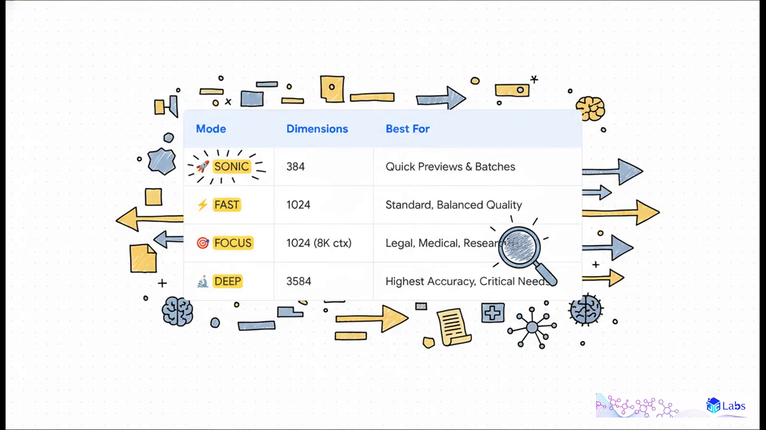All right, stage 3. After the data is chunked up, it has to get vectorized. That just means turning it into numbers, like a fingerprint that an AI can actually work with. And what's really cool here is the flexibility. You get to choose your weapon. Need a quick look? Go Sonic. Want a good balance? Use Fast. Got some heavy legal or medical docs? That's what Focus is for. And for those mission-critical tasks where you absolutely can't be wrong, you go Deep.